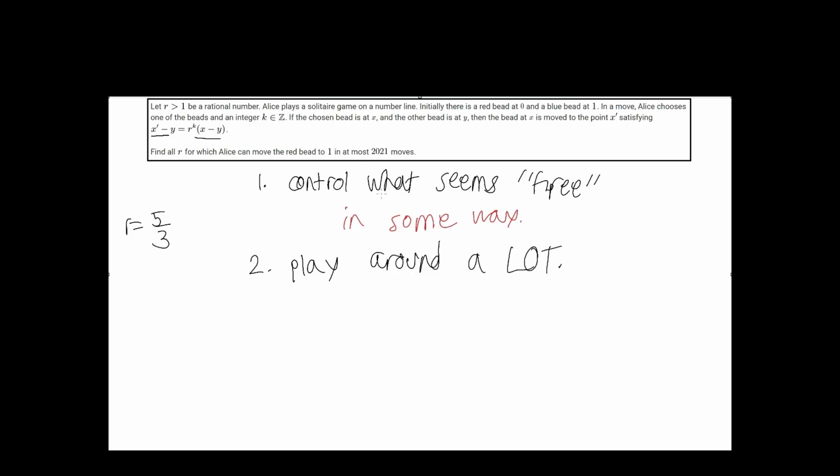So those are the 2 main takeaways from this problem. And other than that, we just use a bunch of standard modulo p stuff. And by looking at modulo 2q plus 1, we could solve the problem.